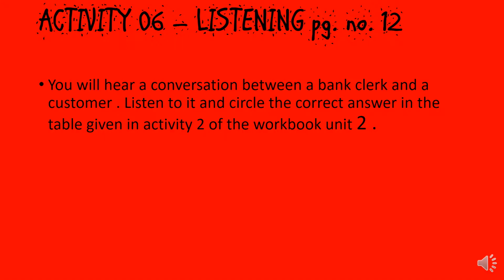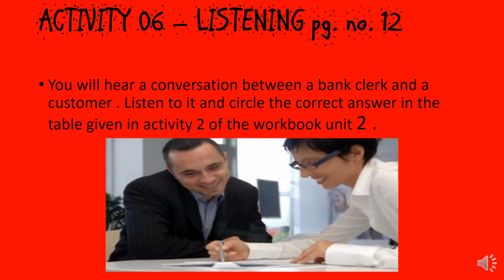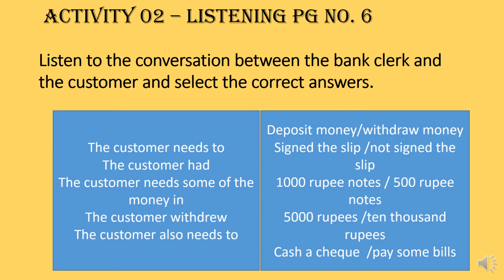In the next slide, children, it is a listening activity. So I am going to read the conversation. Children, listen carefully. You will hear a conversation between a bank clerk and a customer. Listen to it and circle the correct answer in the table given in activity 2 of the workbook, unit 2. This activity comes in your workbook, page number 6. Could you please turn to page number 6, children? So this is the conversation, right?